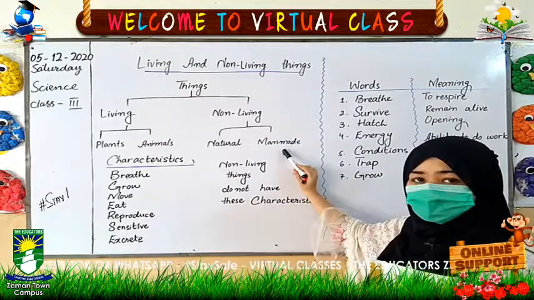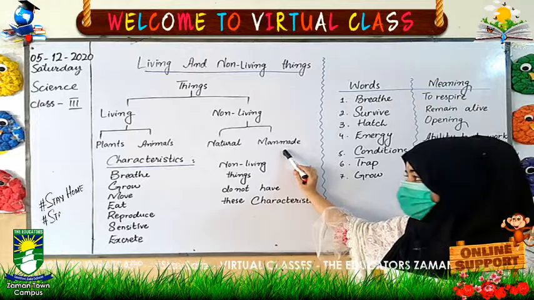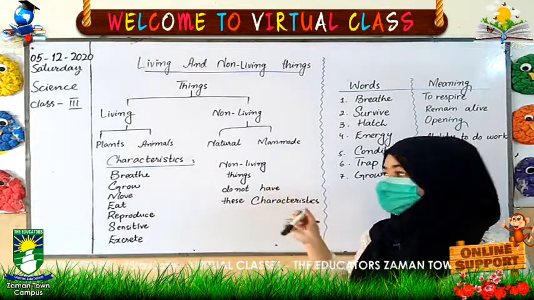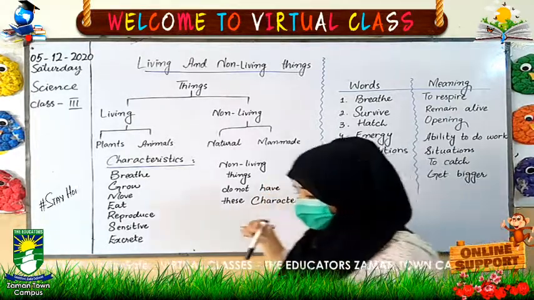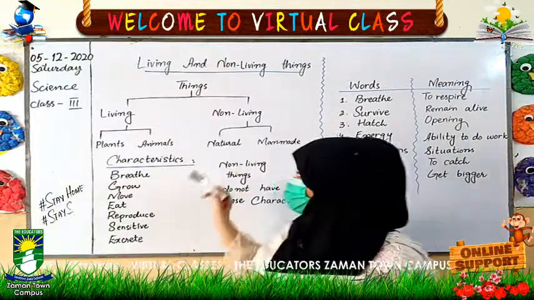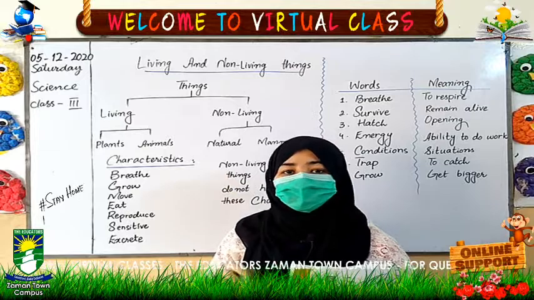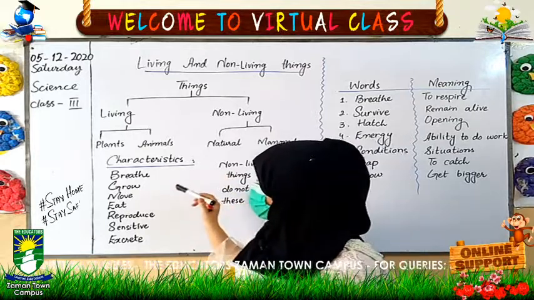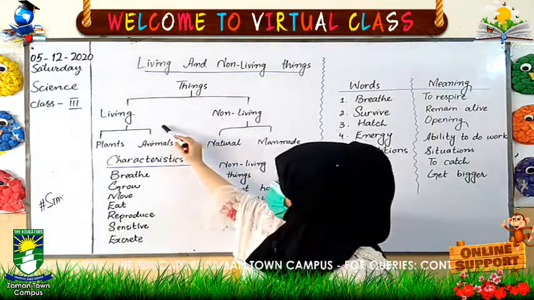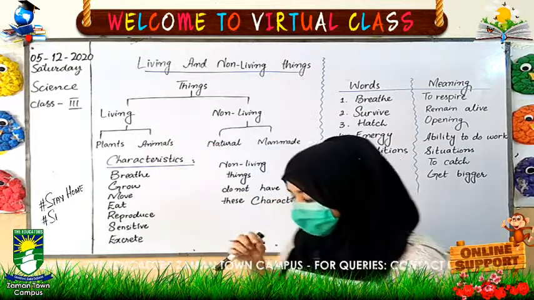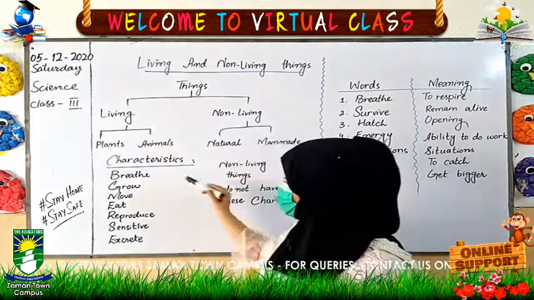And what are man-made things? Chairs, desks, pencil, marker, book, etc. Now, in the previous class, we have covered plants and animals. Now, let's take a quick review of this chapter. What are living things? Things can be identified as living if they have these characteristics.